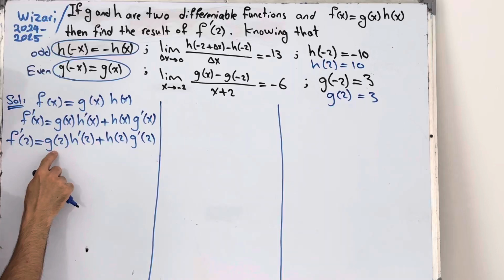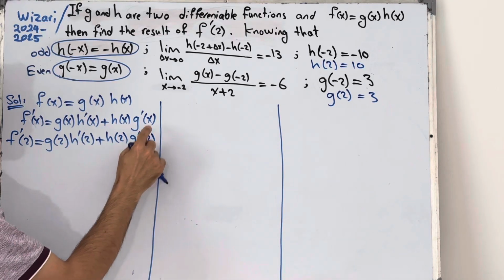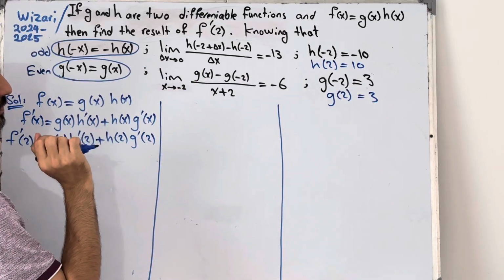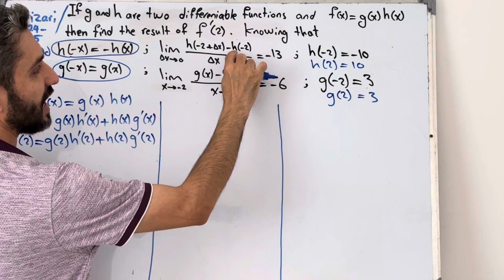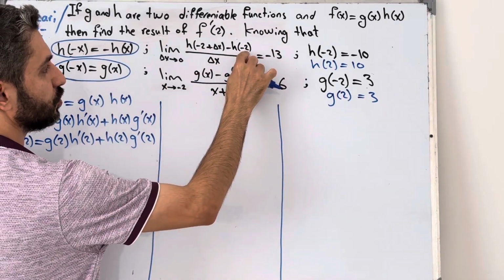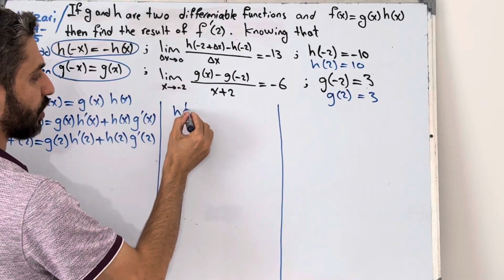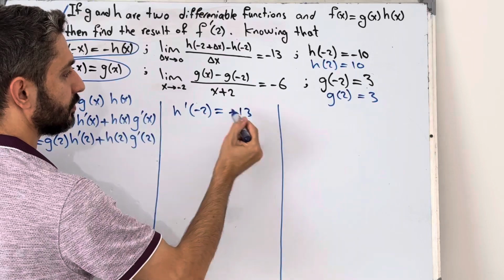Now I have g of 2 and h of 2. What about h prime of 2 and g prime of 2? I have two other pieces of information. This format of limit is the derivative of h. This is similar to h prime of negative 2. So h prime of negative 2 equals negative 13.